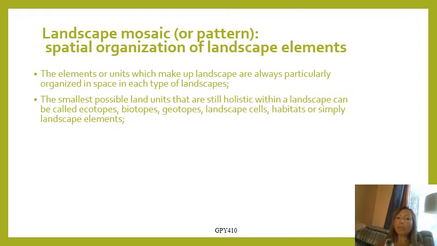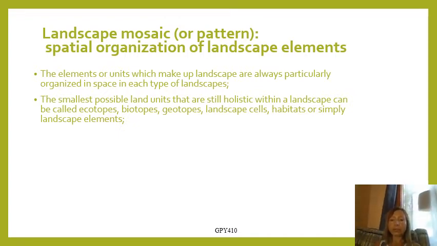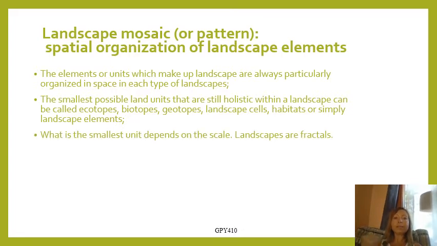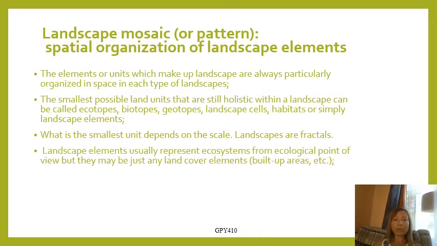We can think of the smallest possible land units that are still recognizable and still holistic, such as surface of water or parking lot or the ravine, maybe a wetland. It can be a patch of forest. It can be any kind of element of distinctive land cover that is relevant within the scale of your landscape. And what is the smallest unit really depends on the scale, because landscapes are fractals and they do replicate themselves at multiple scales, as we would see very soon.